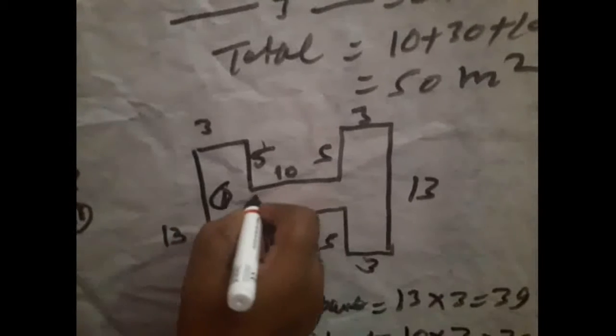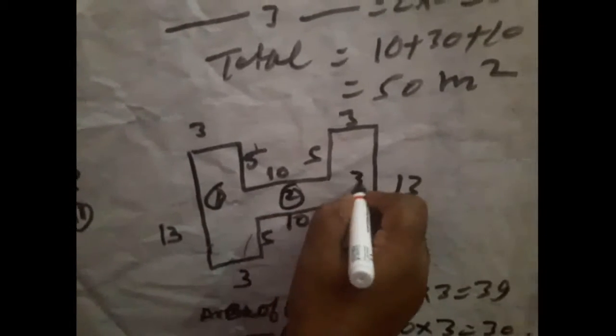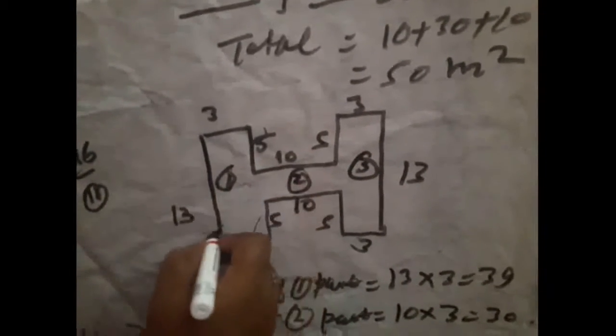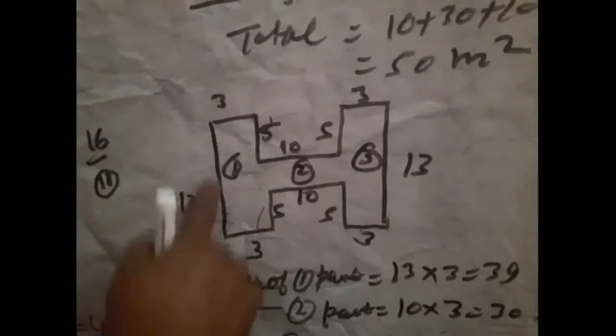Now come to question number 16, second part. This is question number 16 second part. This part and all dimensions are in centimeters. So this is the first part, this is the second part and this is the third part. What is the area of first part? This is breadth 3 and length 13. So 13 into 3 is equal to 39 centimeter square.